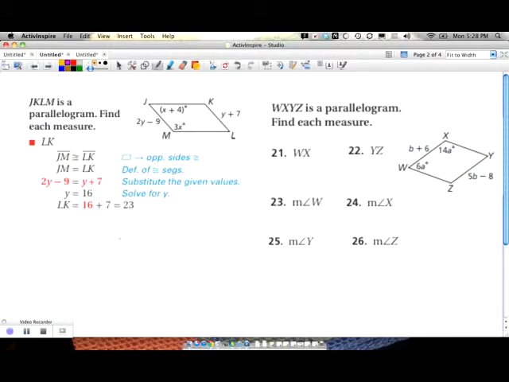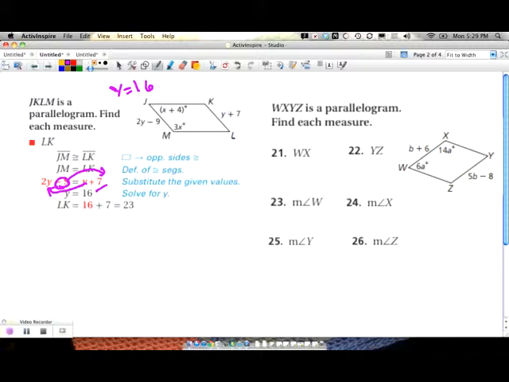And then after I solve that, it doesn't show all the steps to solve them, but I'm going to show you guys real quick. 2y minus 9, I would have moved this negative 9 over to the other side and subtracted this y back to this side. That gives me y equals 16.